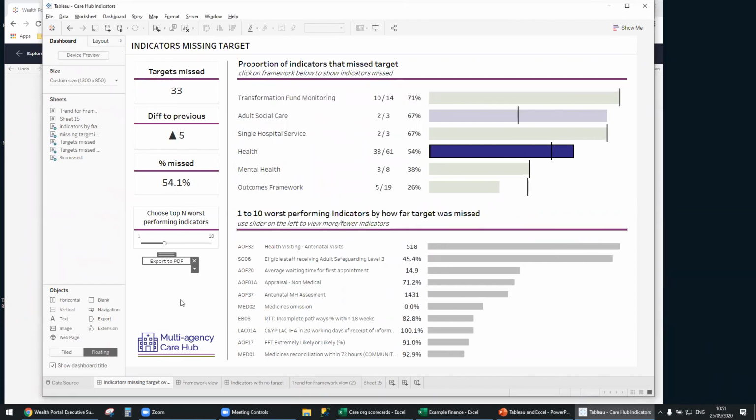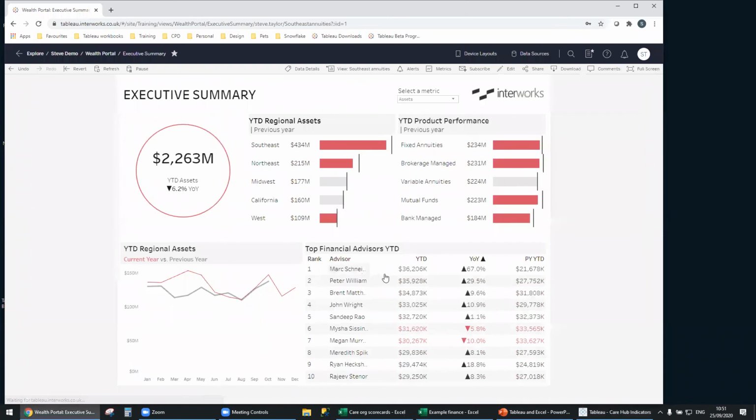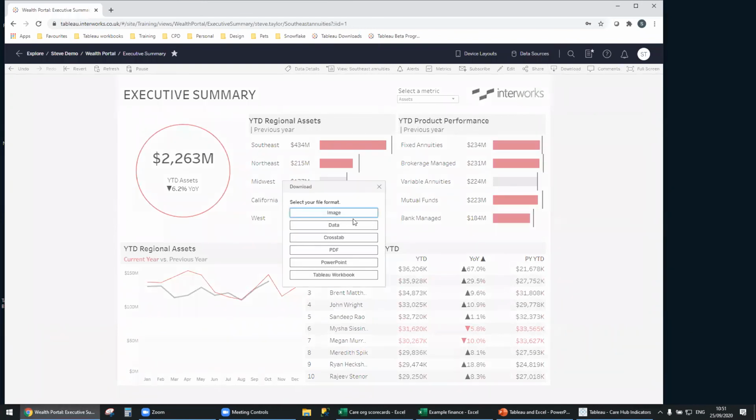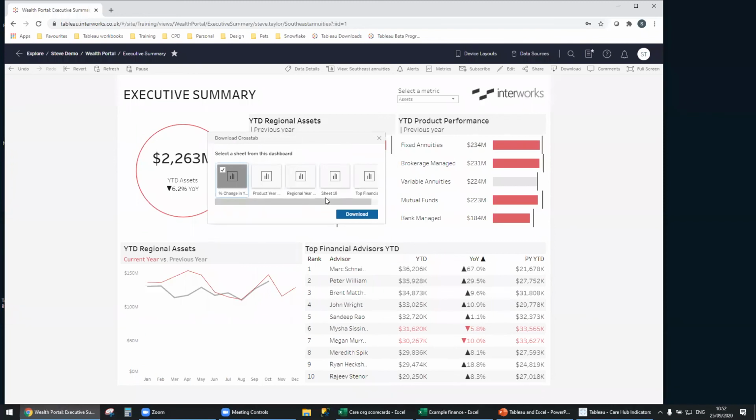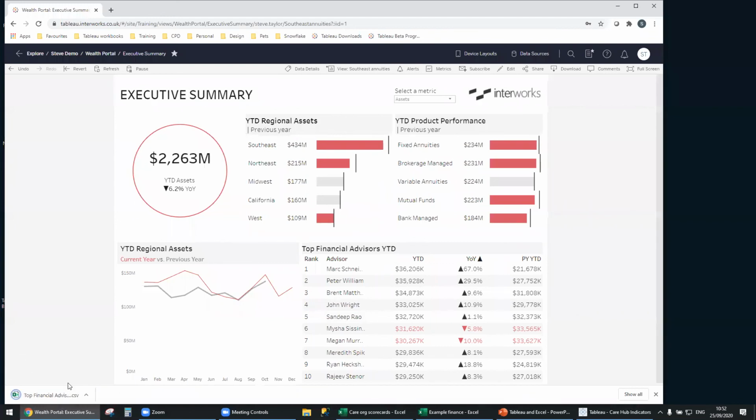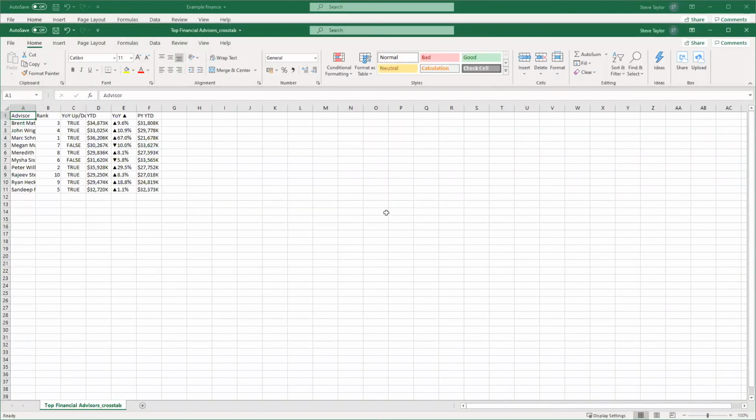If you create a table of data like this and you want them to download this table, we've got that download option here as well. Crosstab is the table, data is the data behind the data point. So I can choose which of these I want to get. The top financial advisors is the one I wanted, so I'll download that, and now I've got that as a CSV file. So yes, you can export the data if you want to.